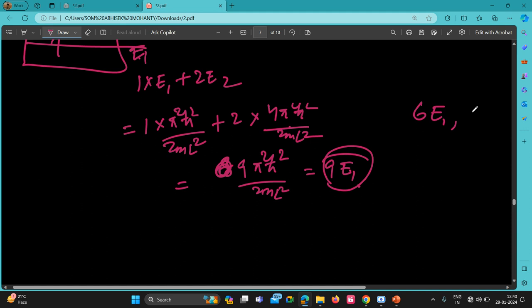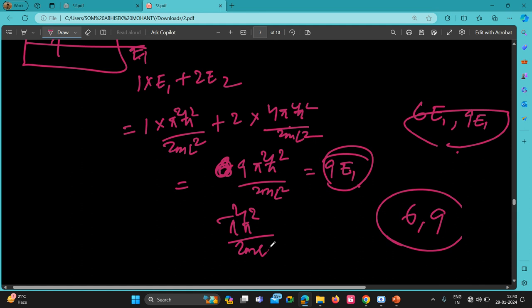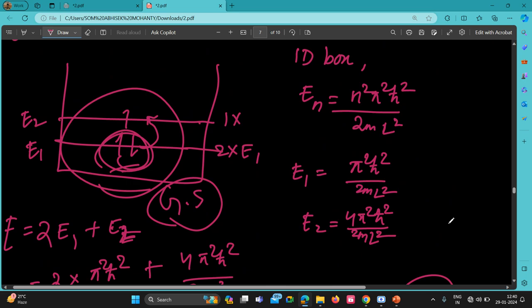I hope you understood the question. Because we are asked in terms of pi square h cut square by 2 m L square, the answer should be 6 and 9. Alright. I hope you understood this. Okay. Next question. That was question number 5. So the next one is question number 6.